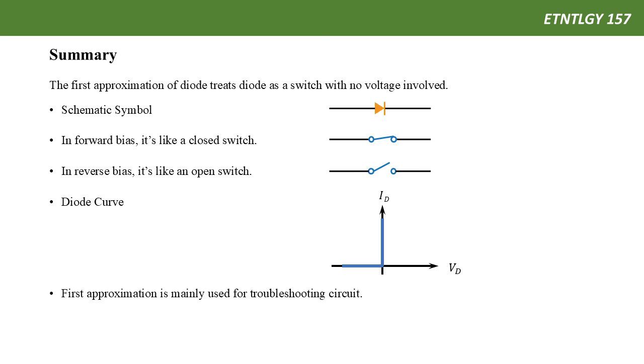The diode curve is this one. The current equals 0 amps if it's in reverse bias. At 0 volts, it can start to conduct. Therefore, lots of current can flow through it. Again, the first approximation is mainly used for troubleshooting the circuit. Using this method, you can get the answer quickly without going through very tedious steps to find a more accurate answer.